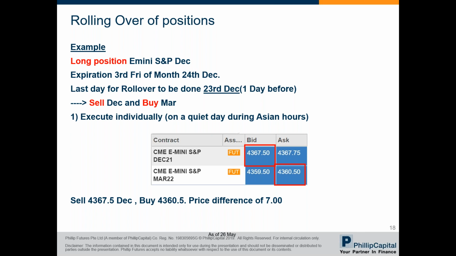As you can see here, these 2 months do not have the same index price, right? There's a spread of 7 points. So to repeat, you sell 4367.5 December, and then you buy 4360.5 in March. This will allow you to roll over from the December month to the March at a spread difference of 7. In this case, the price in March is lower, so it's better for you.